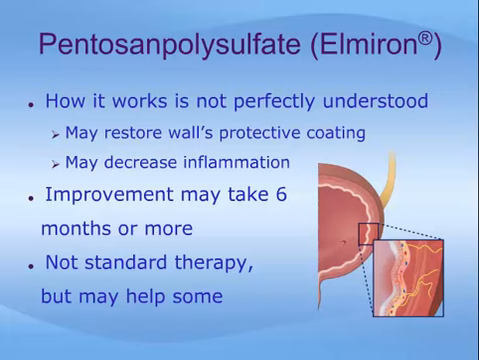Elmiron, or pentosan polysulfate, is the only oral medication available that works to improve the lining of the bladder for some people. Exactly how it works is not well understood. One theory is that Elmiron helps to restore the bladder wall's protective coating to prevent substances from leaking across into the bladder wall and causing inflammation. It may also decrease inflammation directly. It is not unusual for improvement to take 6 months or more to become apparent on this medication.